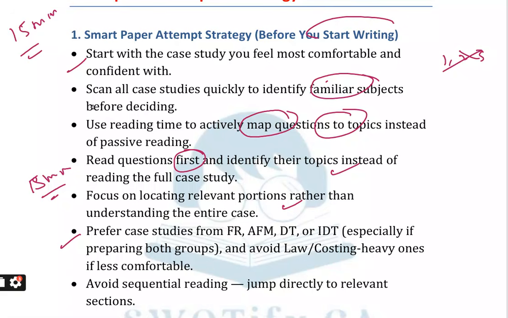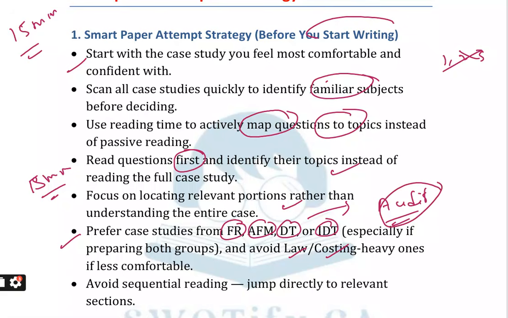Next is prefer the case study from FR, AFM, DT, IDT, because audit is also included here. You can choose from these 5 areas if you are already preparing for both groups. You will have a grip over the subjects. If you are good at law and costing, if you have spent at least a day revising it, if you have confidence, then definitely go for law or costing. But if you don't have a grip over law or costing, it is better to attend the areas from FR, AFM, DT and IDT.